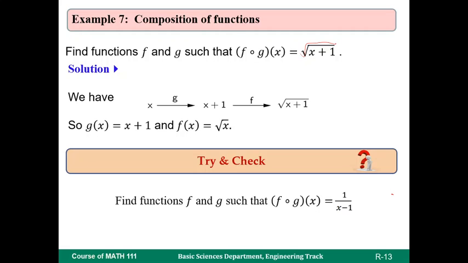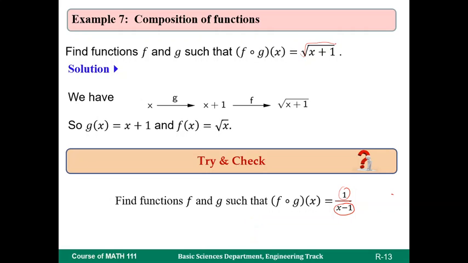So let's do a try and check. Now, what are f and g here? Can you find f and g such that f composition g is 1 over x minus 1? Yes, it is possible. I can do it this way. We have this 1 over, so there's another function here.